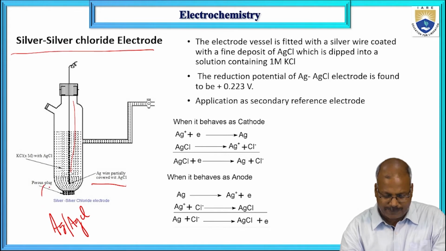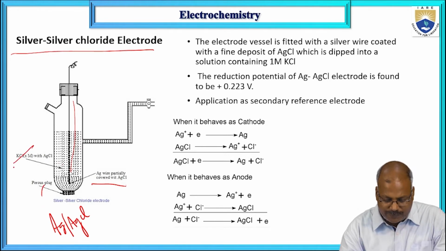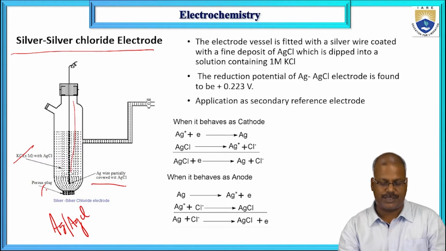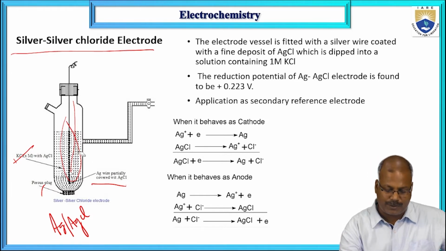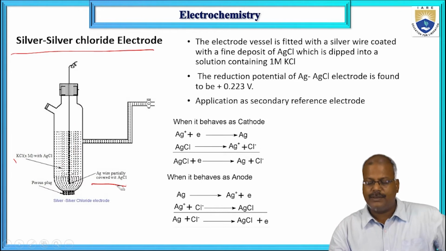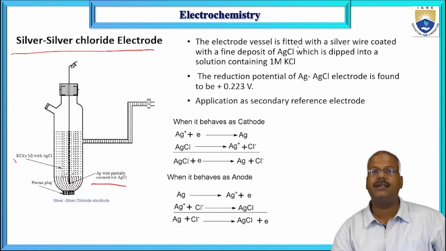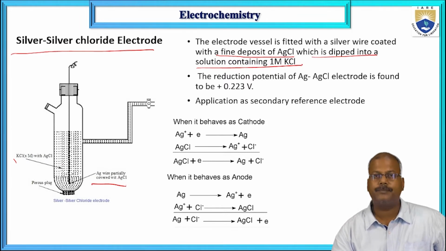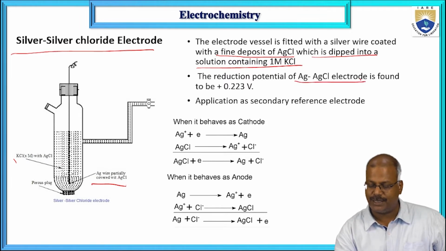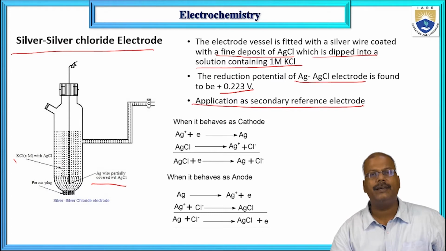This is a porous plug here, and this is KCl with AgCl solution, and this is connected to the other system. The electrode vessel is fitted with a silver wire coated with a fine deposit of AgCl, which is dipped into a solution containing 1 molar KCl. The reduction potential of the AgCl electrode is found to be plus 0.223 volts. Application: as a secondary reference electrode.